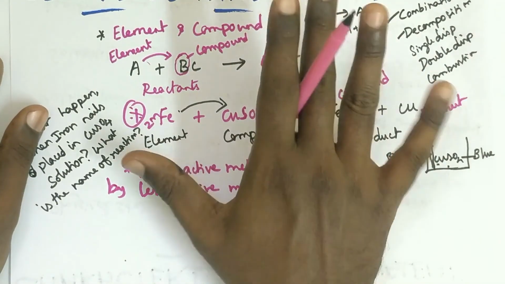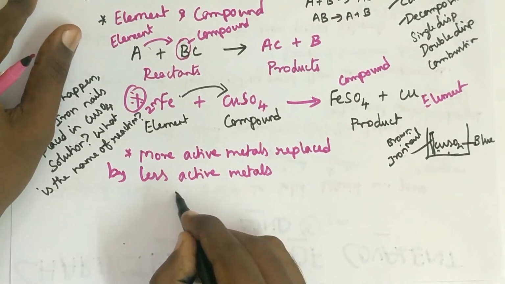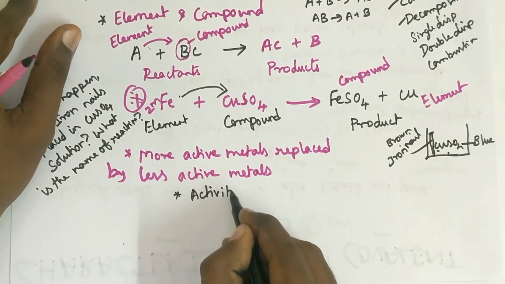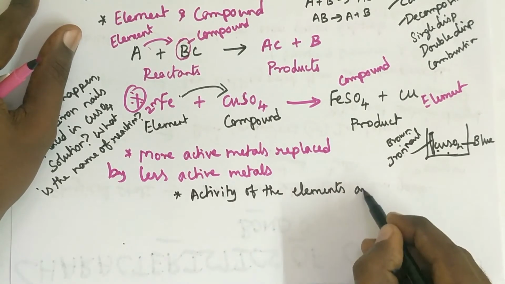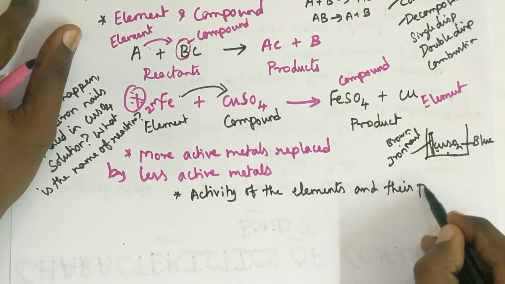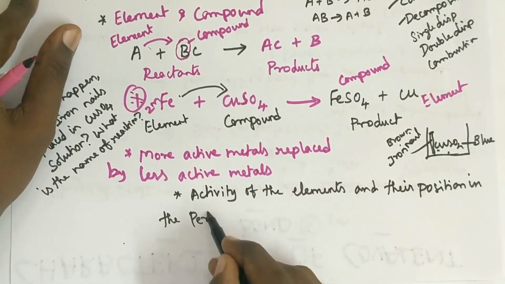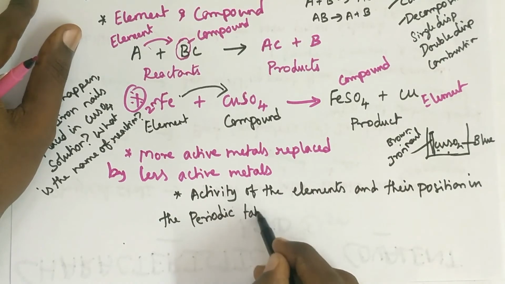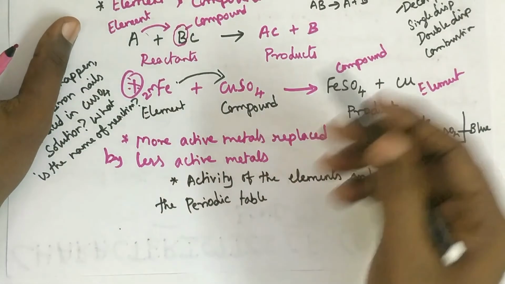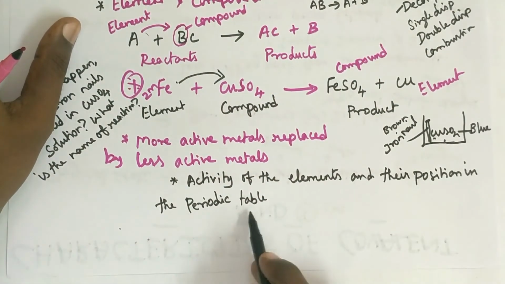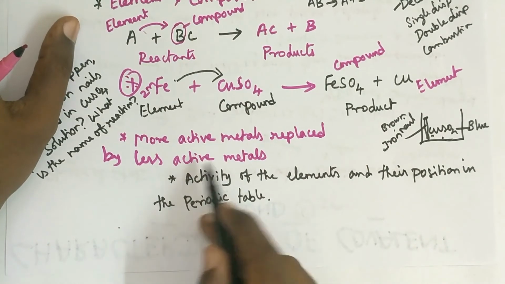This single displacement reaction is possible only depending on the activity of the metal or elements and their position in the periodic table. So single displacement reaction completely depends on the activity of the element and their position in the periodic table. So, as already said, in a single displacement, more active metals replace less active metals.